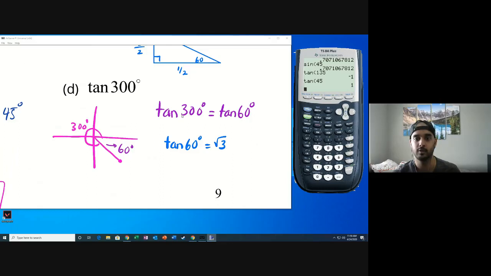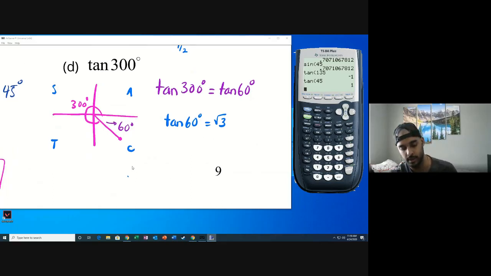So I know the value of tangent 300 is root 3, but I need to make sure that my sign is correct. So CAST, I know that tangent should be negative here. So by doing all of that, my logic tells me that tangent 300 should actually be equal to negative root 3.